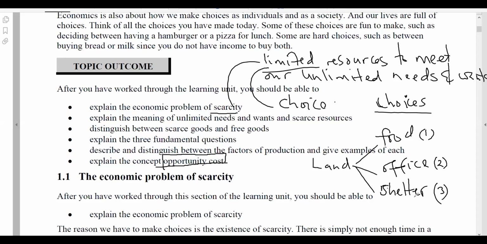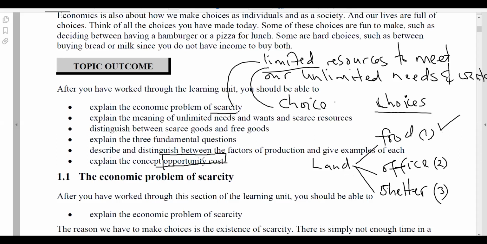If an individual goes ahead to use the land to produce food, that land could also have been used to produce an office block, or to produce shelter. That is what you are calling opportunity cost. You are looking at the cost of a particular course of action in terms of the best alternative use of resources. So I want you to understand that.